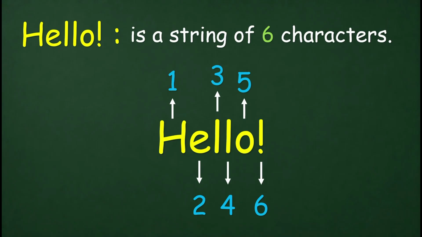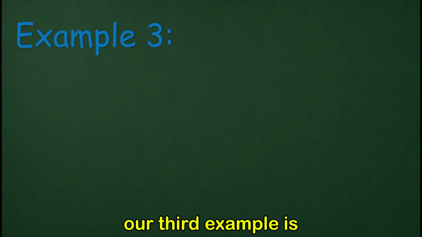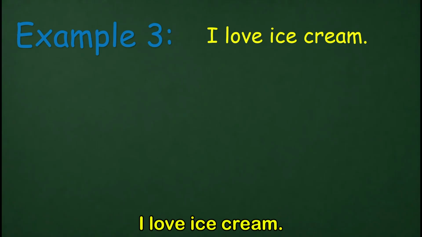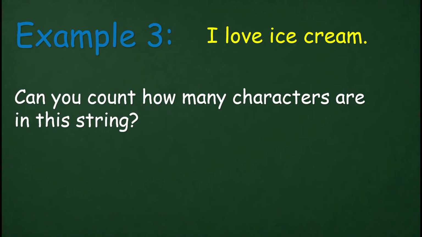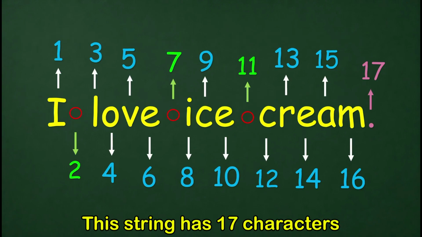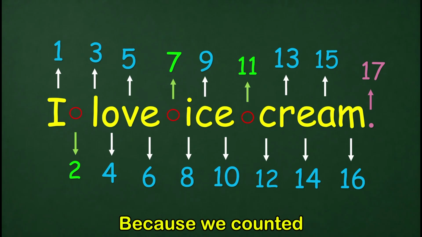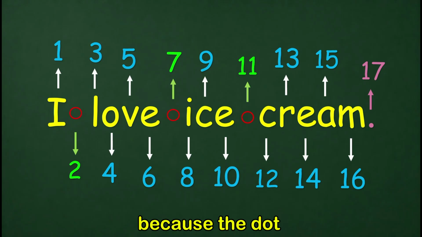Great job. All right, our third example is "I love ice cream." Can you count how many characters are in this string? Think carefully. All right, this string has 17 characters because we counted the letters, the spaces, and the dot too, because the dot is also a symbol.